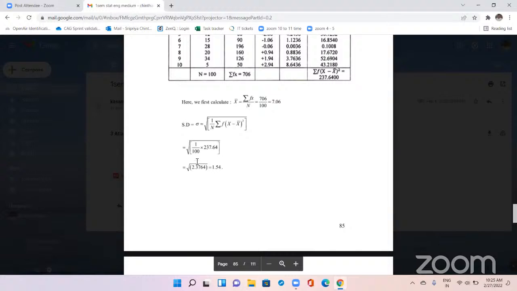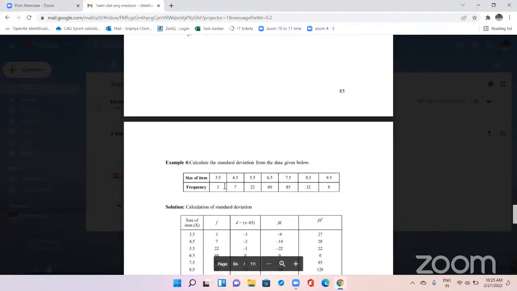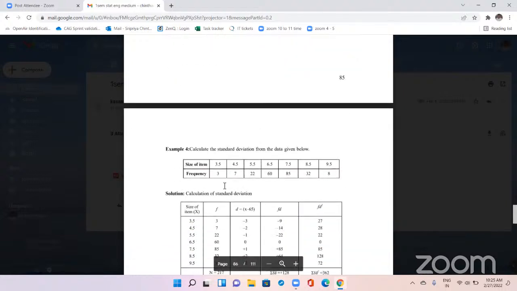Now 1 by 100 into 237.64, under root of 2.3764, equal to 1.54. This is the value. 1.54 is the value by using the direct method. Clear?